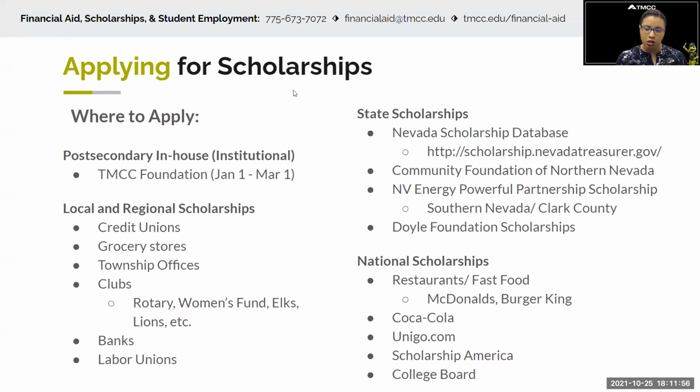And then there's national scholarships. So I see scholarships from McDonald's quite often, Coca-Cola, Burger King. There are scholarship sites where they'll have multiple scholarship opportunities. Most of those work based off of a profile where you fill in a bunch of data about yourself, and they match you with a list of scholarships that they believe you should apply for. One really good website like that is unigo.com. Scholarship America is a great scholarship resource, and College Board also has scholarships available to their students.